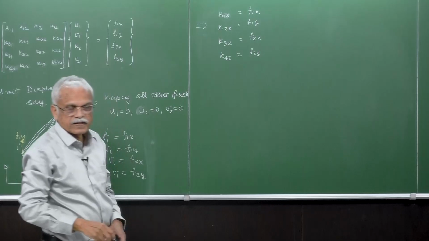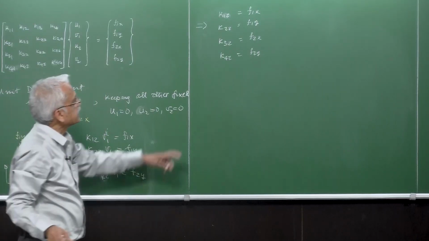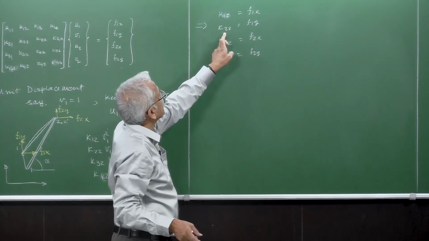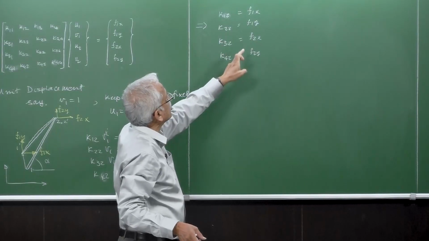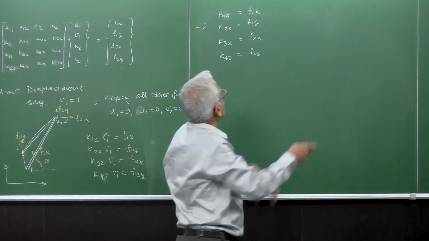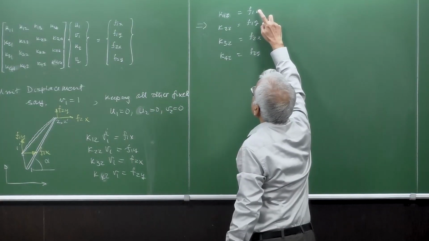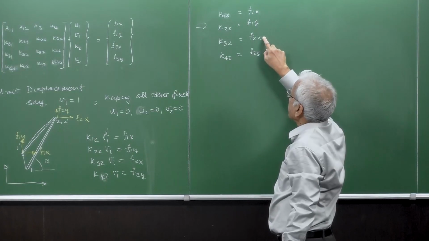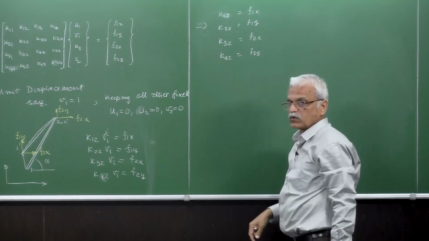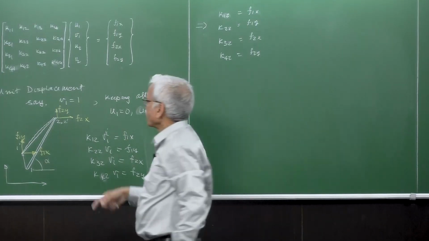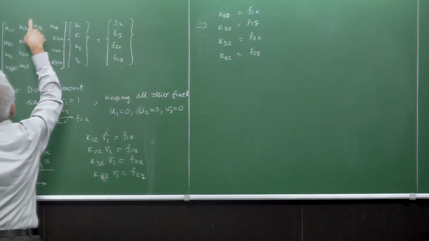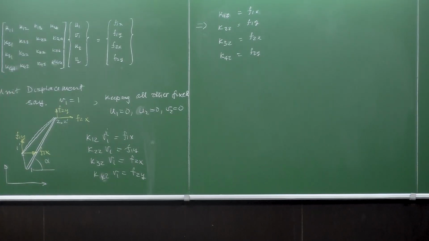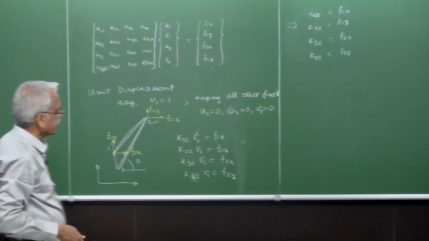That means we are able to get these values of the second column of k, k12, k22, k32, k42, as simply the forces necessary at node 1 in the x direction and y direction, and in the x and y directions of node 2. So they are nothing but the k matrix values of the second column. Okay. So let's try to find out for this case.